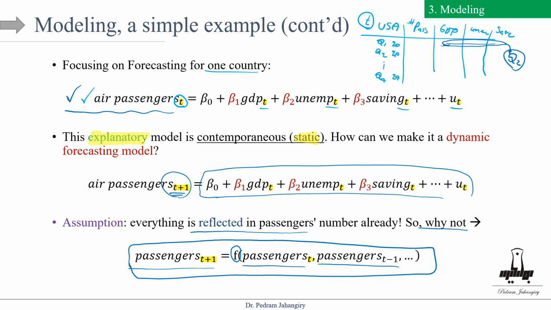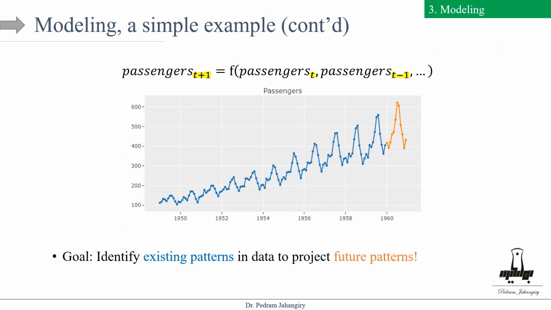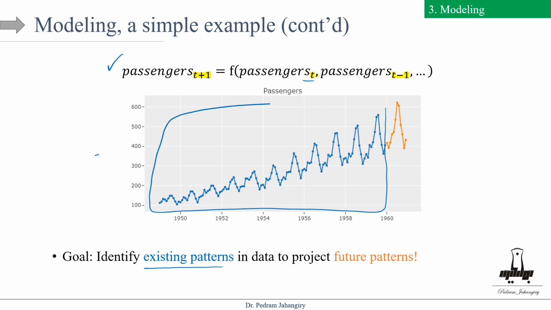Now let's talk about this model. What is the goal of this model that we put together? We call it the dynamic forecasting time series model. It's a function of passenger at time t, t-1, and etc. And the goal is to identify existing patterns in data to project future patterns, right? I tried to be color coded here. The existing pattern is whatever you have from the training data set. Imagine this is your train set, and you want to come up with a solution for this functional form. What is this f? That's basically the thing that's revealing the pattern in the data.